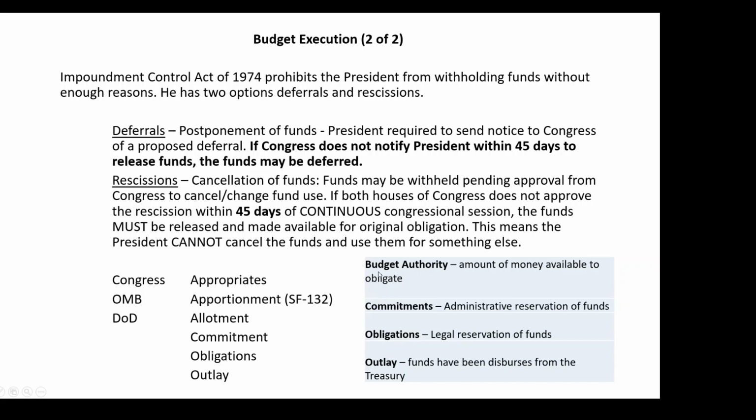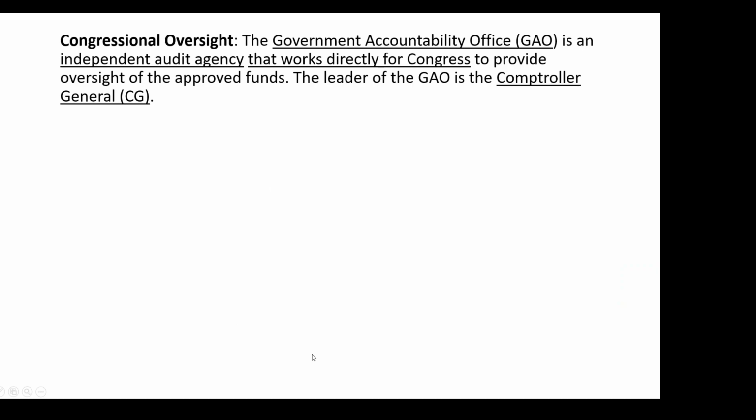Additionally, some terms you need to be familiar with: budget authority, the amount of money available to spend. Commitment is administrative reservation. I just set the money aside and I've committed it to do a particular mission. Obligation, now I've obligated those funds. So I'm legally bound. I've legally bound the government to pay those bills. And outlay, funds have been dispersed from the Treasury. So that's budget execution in a nutshell. So that in short is module 1.1. I think that's the last slide, is it?